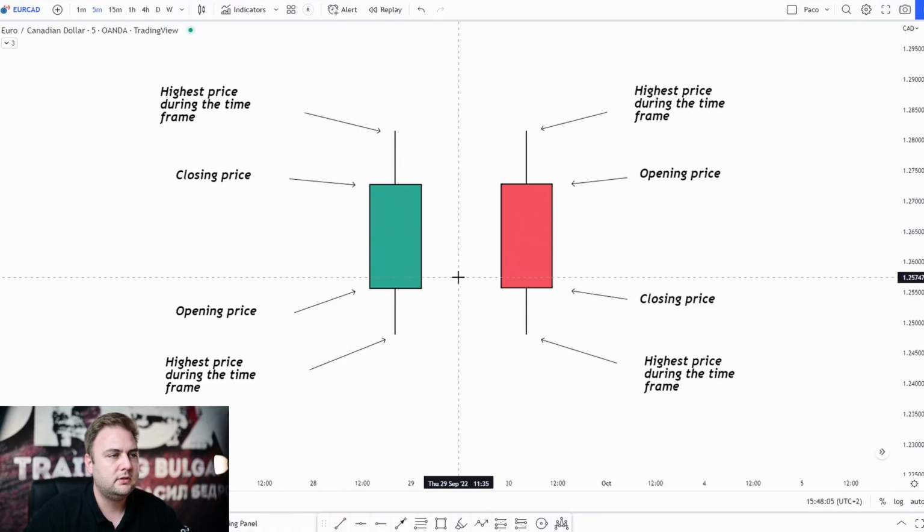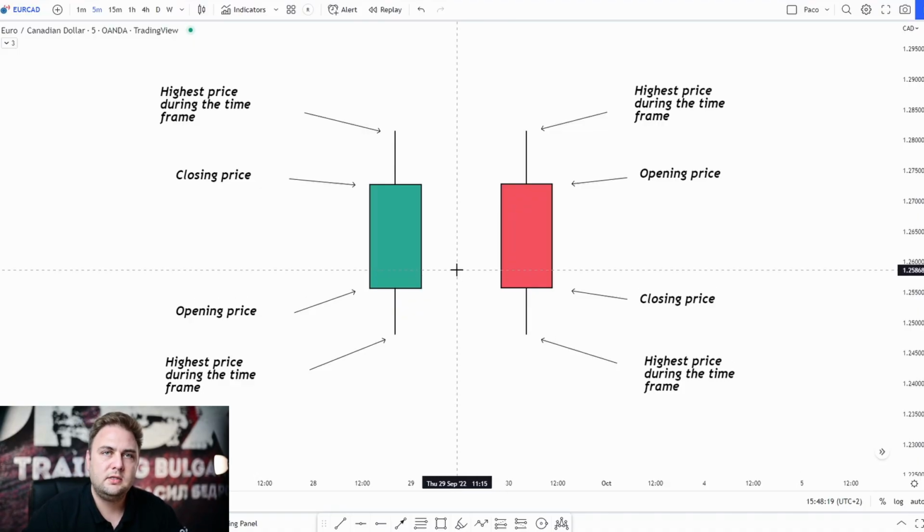What are candlesticks? This is a pattern that shows us the most that the price has done during the time frame you are trading at. So this is the candlestick. This is what it looks like. We have two different types of candlestick: bullish candle and bearish candle.